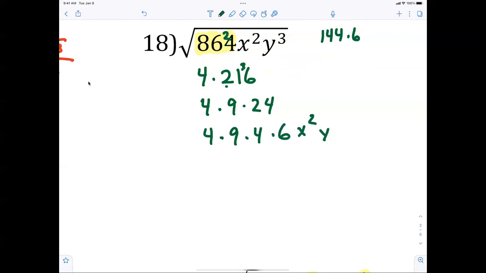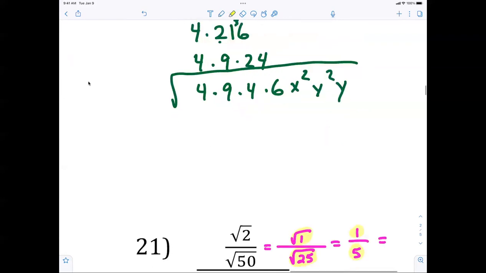x squared, y squared, y. Please look at that now. All right, that's important. I'm not expecting anybody to look at 864 and say, well, that's 6 times 144. Does anybody have any questions with that? That's how you find the perfect squares.